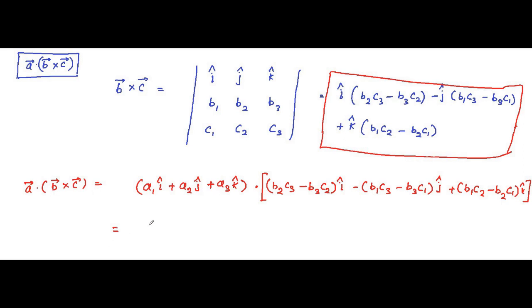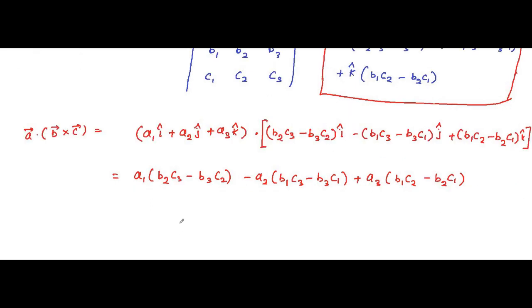So this will be equal to A1 into (B2 C3 minus B3 C2), minus A2 into (B1 C3 minus B3 C1), plus A3 into (B1 C2 minus B2 C1). This is the triple product result.